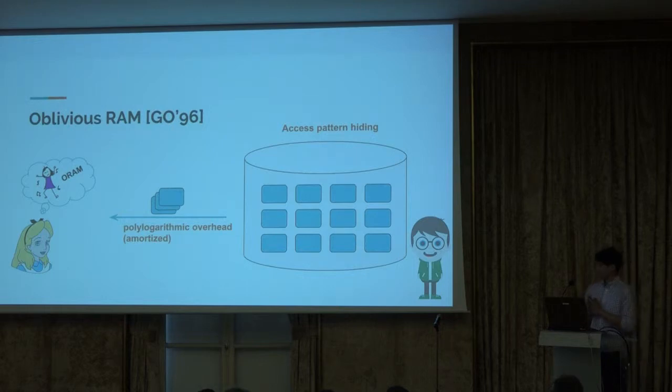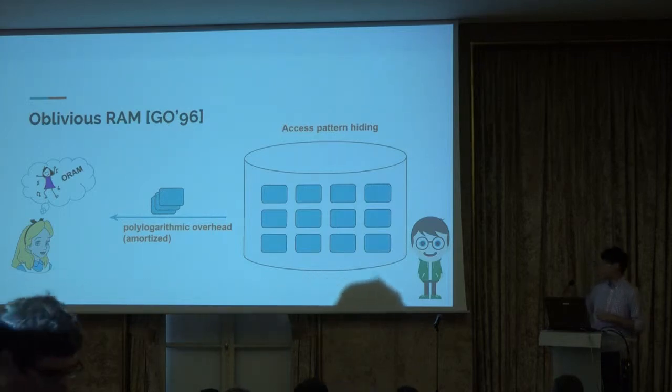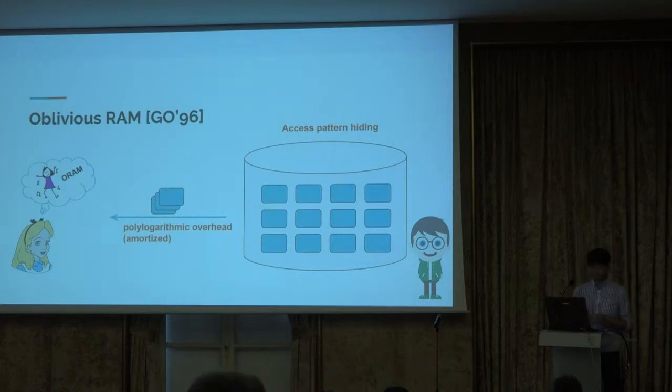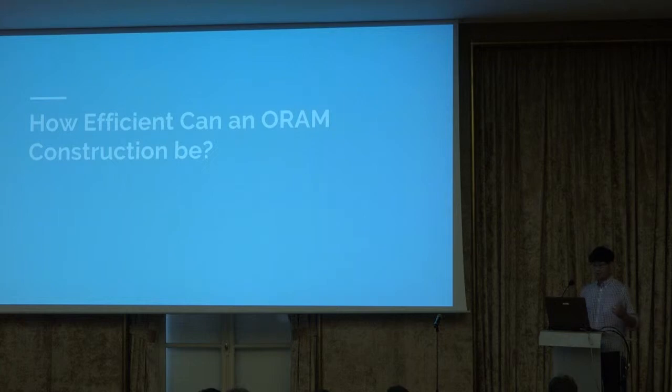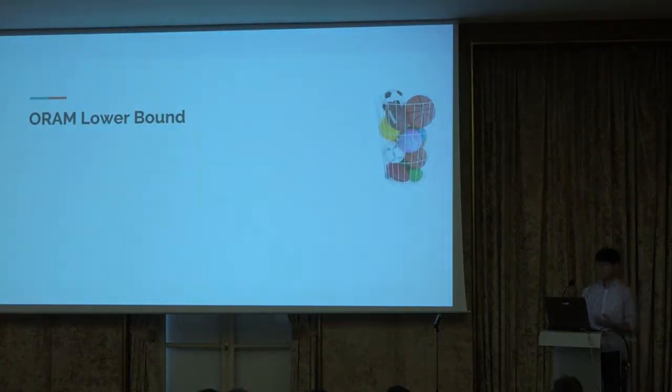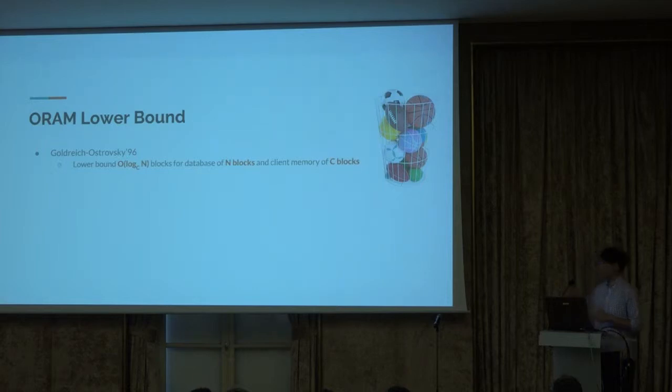This led to the construction of Oblivious RAMs by Goldreich and Ostrovsky in '96, and they showed that this can be achieved with only polylogarithmic overhead in bandwidth, while hiding the patterns of access to the encrypted data. This leads us to a very natural question: how efficient can ORAM constructions really be? We'll talk about some lower bounds first before we get into our work. In the seminal work by Goldreich and Ostrovsky, they show a log n over log c lower bound for bandwidth, for databases of n blocks and client memory of c blocks.